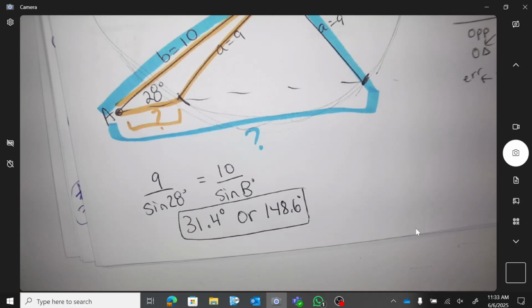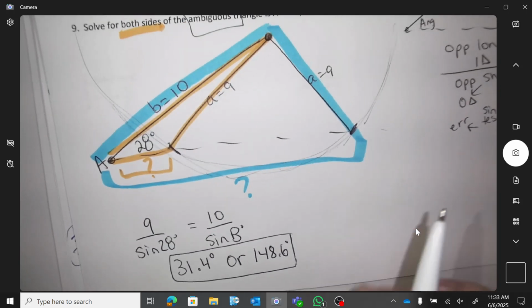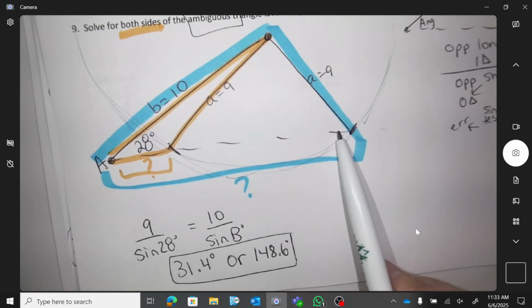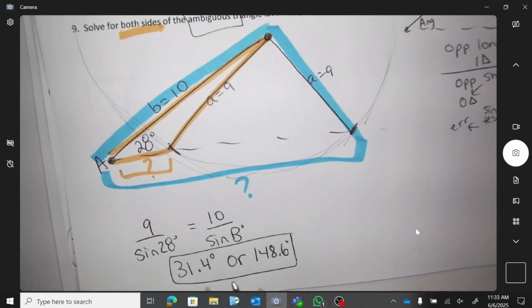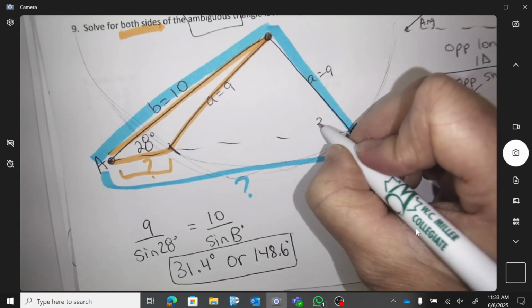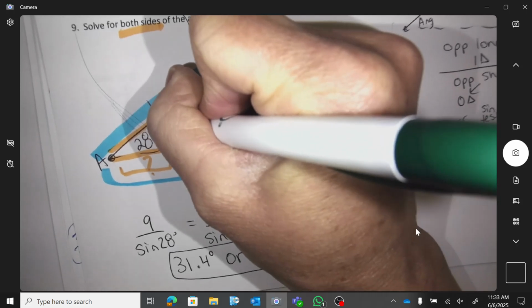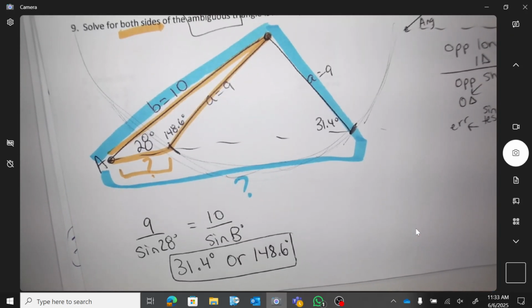So let's go up to our triangles. We have two across from 10s. Across from 10 in the orange, across from 10 in the blue. Can you visualize where the small one would go and where the big one would go? Okay, acute, obtuse. It's a visual.